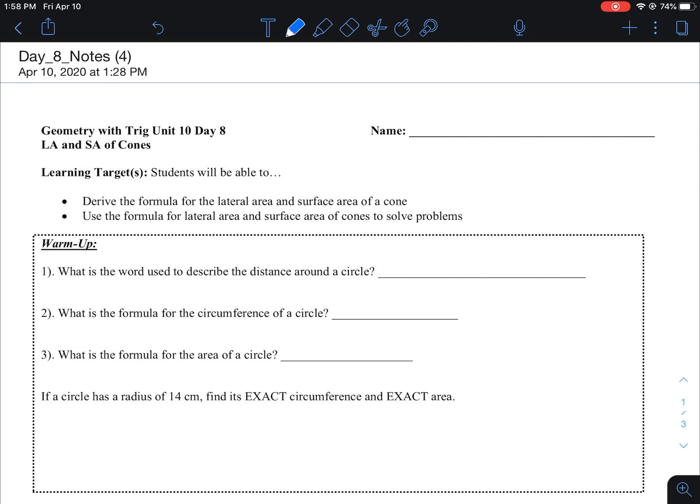Hey everyone, so this week we are focusing on lateral area and surface area of cones, and that's it. Okay, so let's get started.